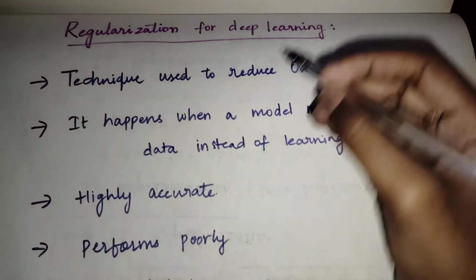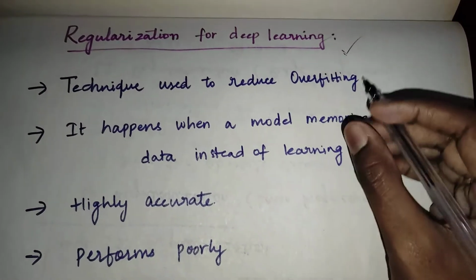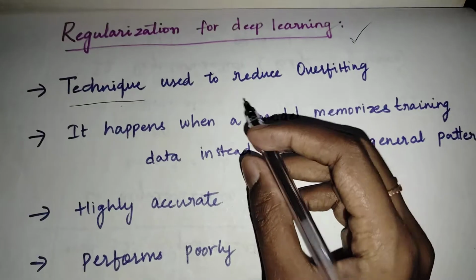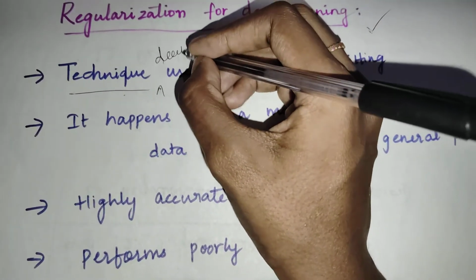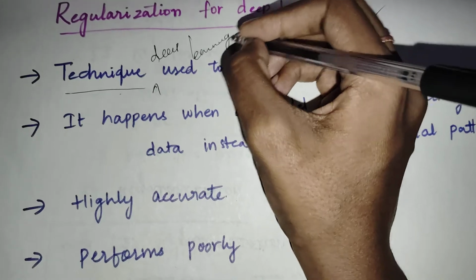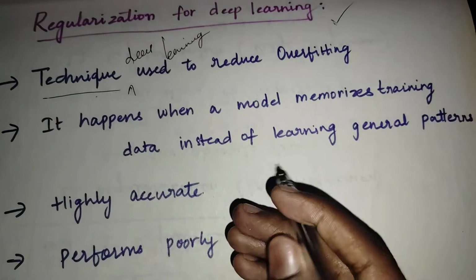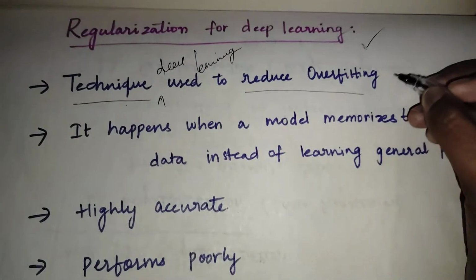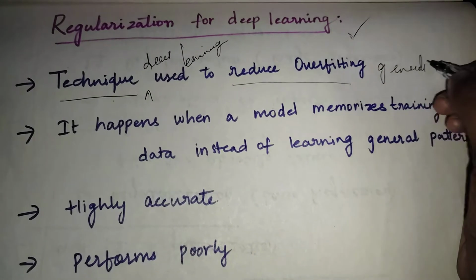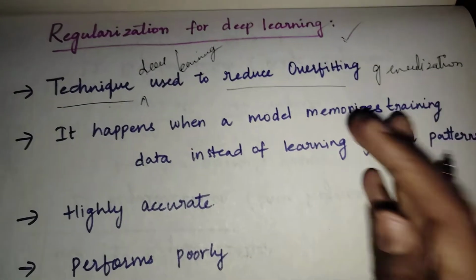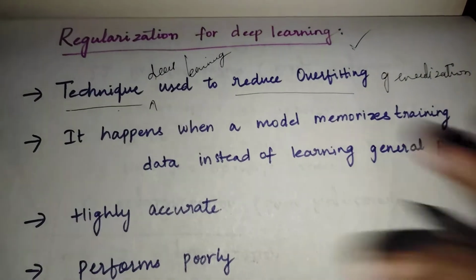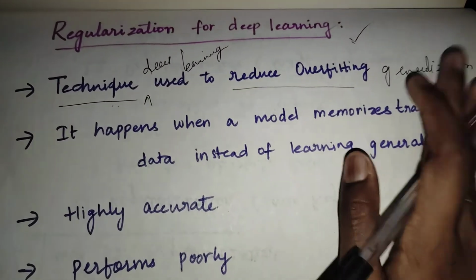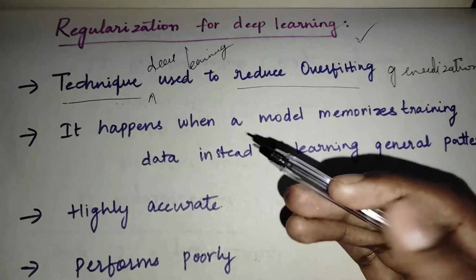First, what is regularization for deep learning? It is basically a technique which is used in deep learning. Clear? Now why is it used? It is used to reduce overfitting and improve generalization. Clear? We'll just repeat it again. Regularization is a technique in deep learning which is used to reduce overfitting and improve generalization. Clear? Now why does this overfitting happen?